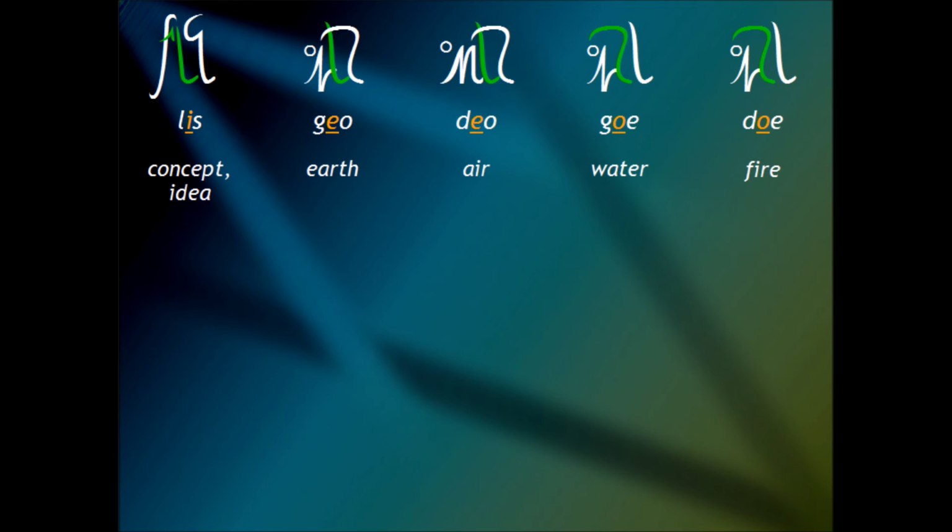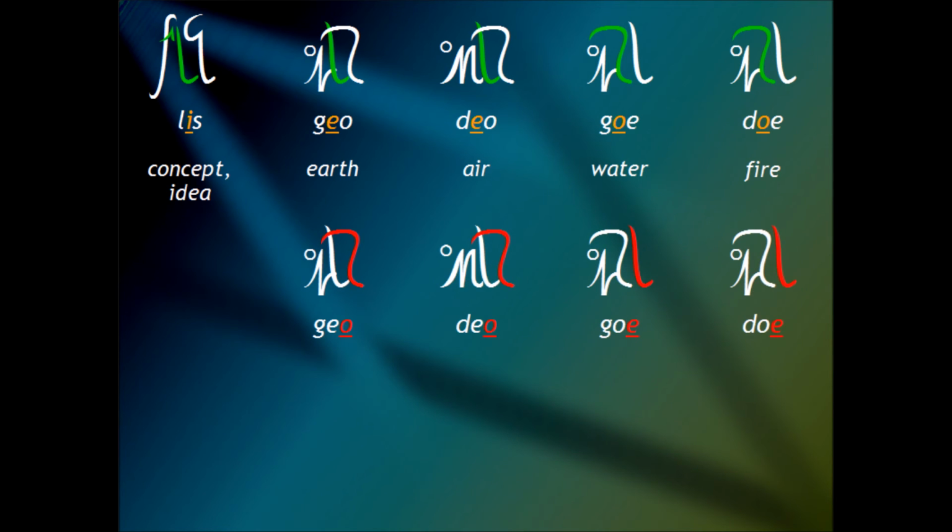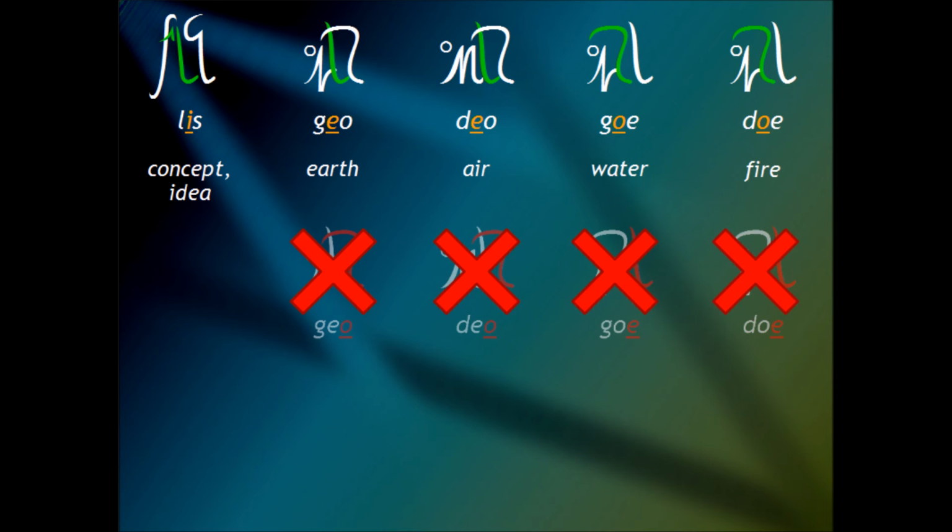For the first word, lis, this is quite plausible as it contains only 1 vowel. But in the others, be sure to always place the stress on the first of the 2 vowels. We therefore say geo and not geo, deo and not deo, goe and not goe, doe and not doe.